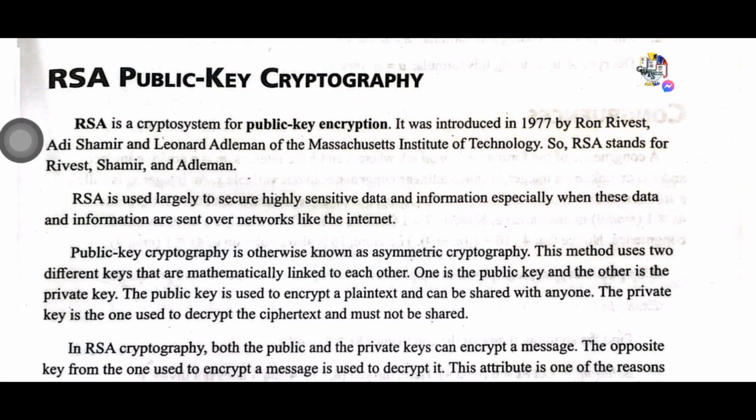So, for our next topic, we will be discussing RSA public key cryptography. RSA is a crypto system for public key encryption. It was introduced in 1977 by Ron Rivest, Adi Shamir, and Leonard Adleman. So, RSA, it simply stands for them. R for Rivest, S for Shamir, and A for Adleman.